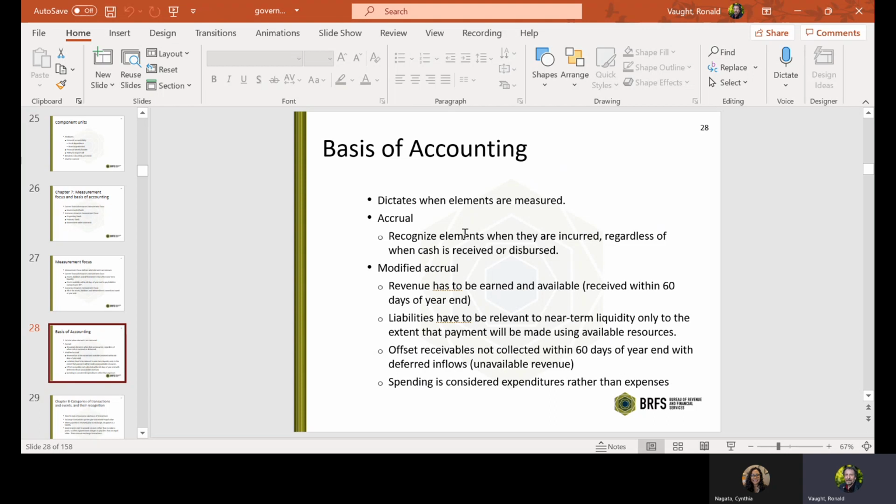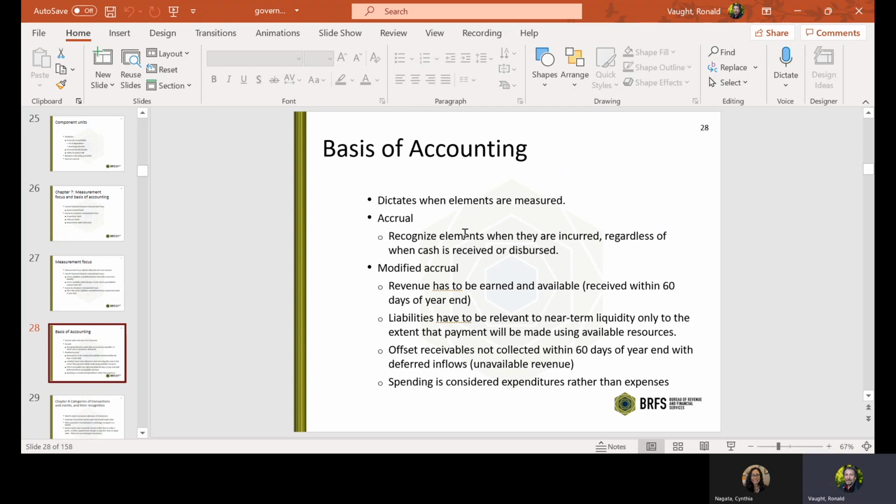Liabilities have to be relevant to near-term liquidity, only to the extent that payments will be made using available resources. Now we offset our receivables not collected within 60 days with deferred inflows. We've been calling that unavailable revenue. And spending is considered expenditures rather than expenses. At one point, they toyed with the idea of calling it revenditures instead of revenue.